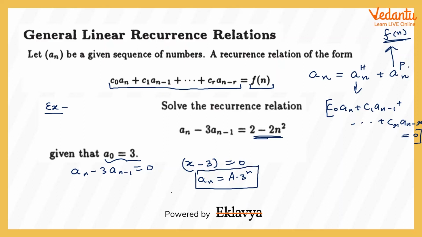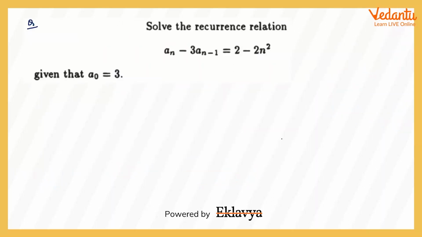We will not find a at this point of time, because this solution is only for the homogeneous part of this equation. So this solution is corresponding to homogeneous. Now coming to the second part. Please understand, for this f_n is equal to 2 minus 2n square. I think it can be observed that a_n has to be some quadratic. Then only we can get this kind of relation on the right hand side, isn't it?